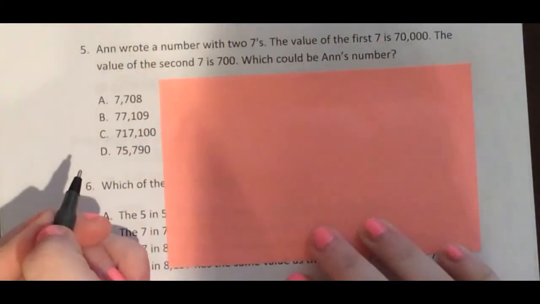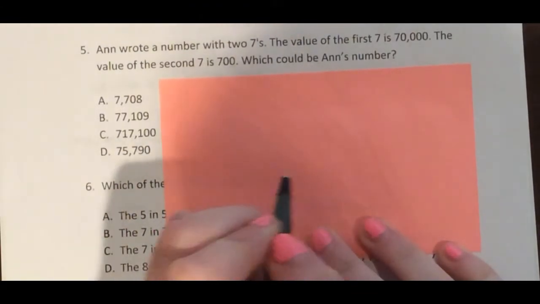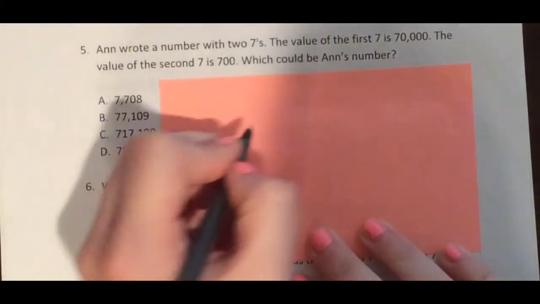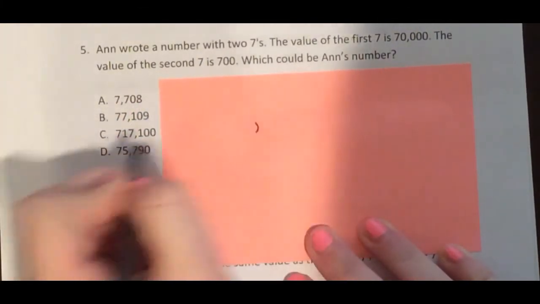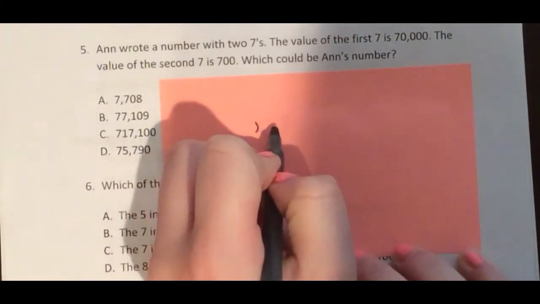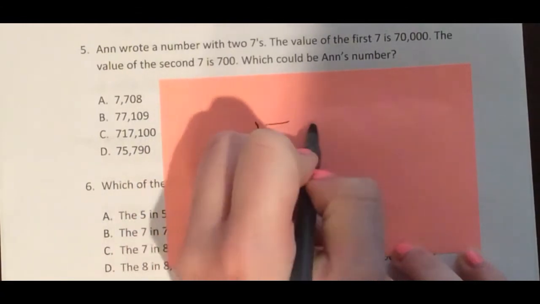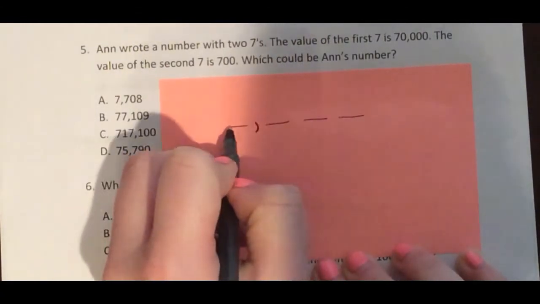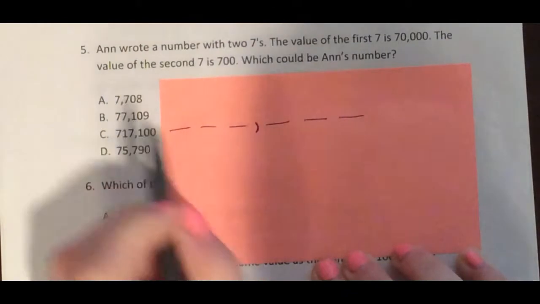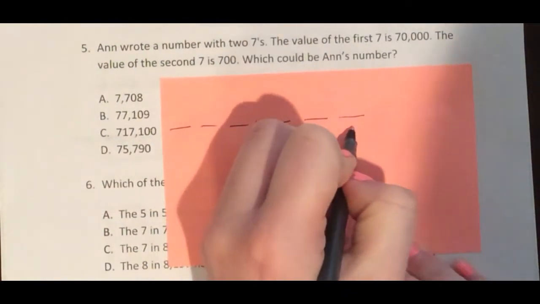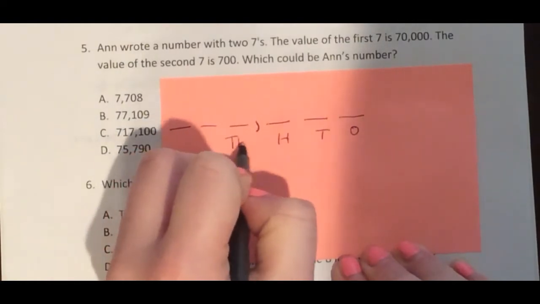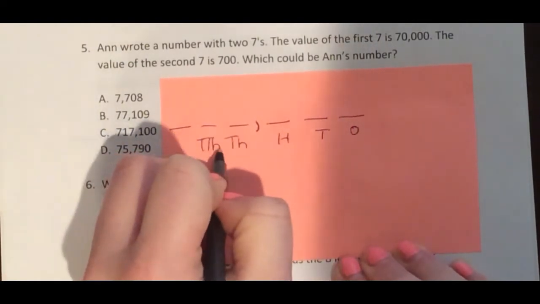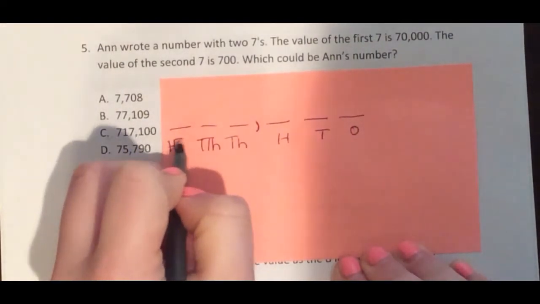Okay, so I'm going to go ahead and start, because I know in 3rd grade that I write at least 6-digit numbers. So I'm going to write out my comma. I know that behind my comma I have 3 spaces, and in front of my comma I also have 3 spaces. So I'm going to go ahead and label these ones, tens, hundreds, thousands, 10,000s, and 100,000s.